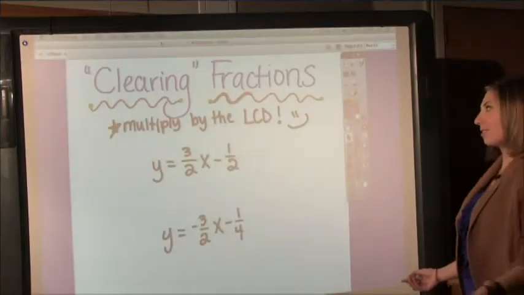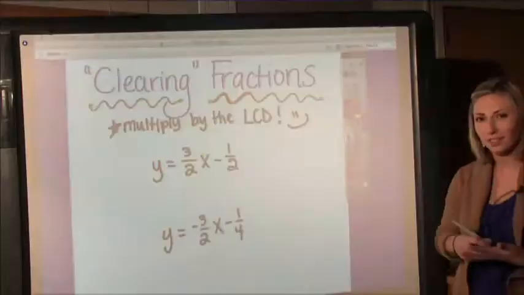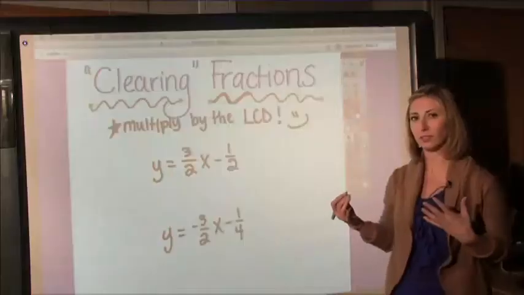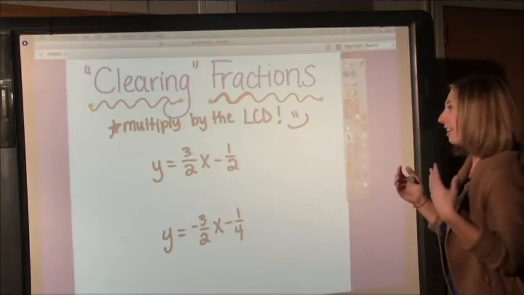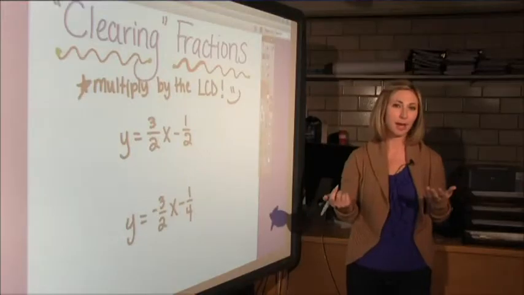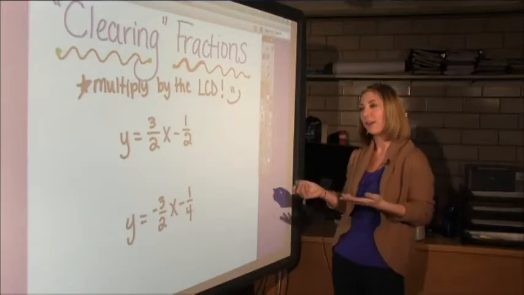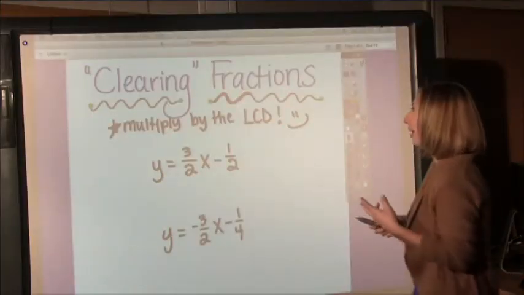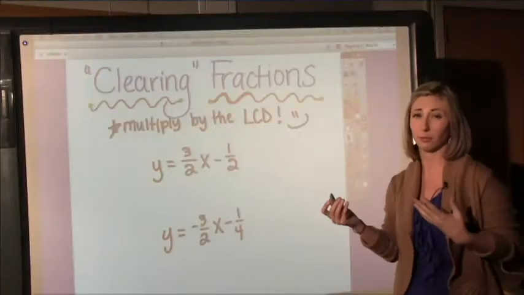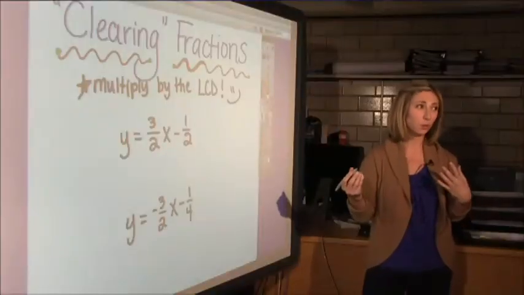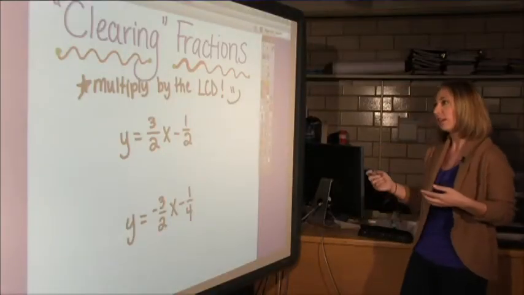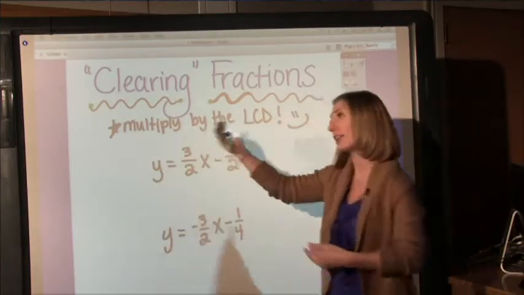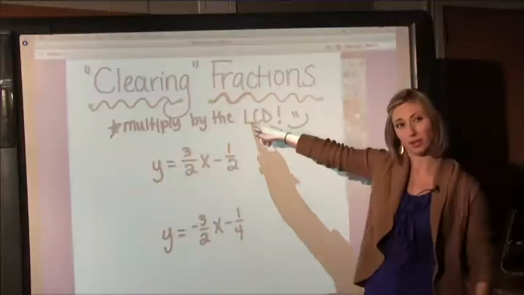For back to basics, today we're going to talk about clearing fractions. A lot of times I've noticed that students get a little bit scared whenever they come across a problem with fractions that they might know how to do if there weren't any fractions in it. So I have this little trick that I teach my students about how to clear fractions, or get rid of them, so that you don't have to work with fractions in algebra equations. So the trick is as simple as this. You're multiplying your entire equation by the least common denominator.